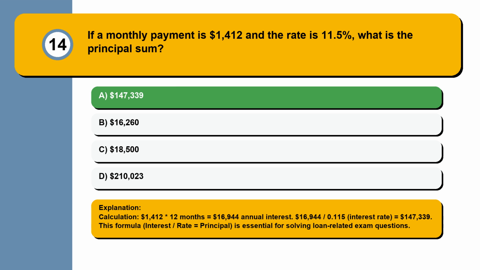$16,944 / 0.115 interest rate equals $147,339. This formula, interest / rate equals principal, is essential for solving loan-related exam questions.